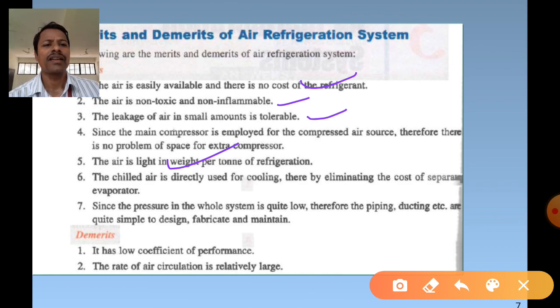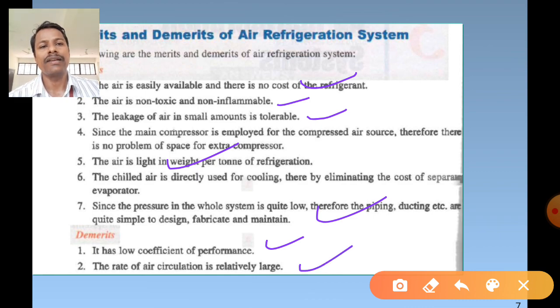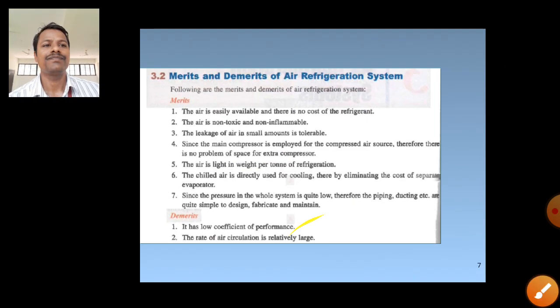And see, these are a few merits. And if you look into the demerits, it has low coefficient of performance and air circulation rate is relatively very large. So these are the demerits.